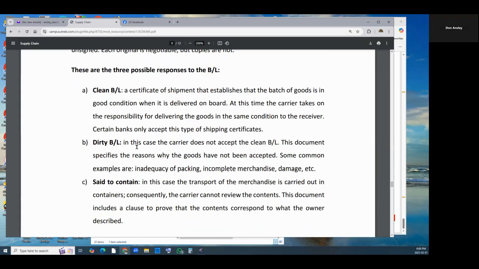And then you have a dirty bill of lading. In this case, the carrier does not accept the clean bill of lading. This document specifies the reasons why the goods have not been accepted. Some common examples are inadequacy of packing, incomplete merchandise, damage, etc.